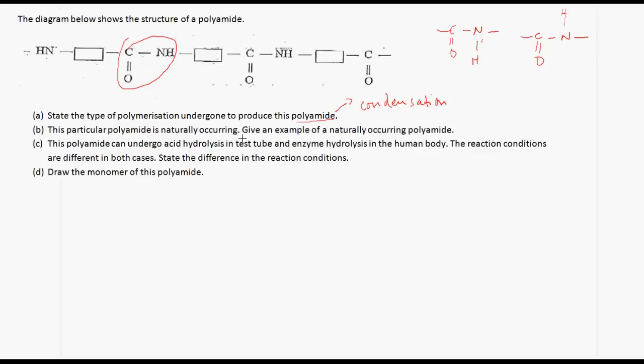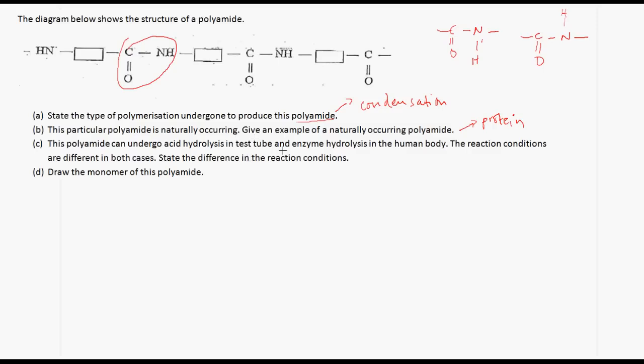Give an example of a naturally occurring polyamide. A naturally occurring polyamide is a protein, and this polyamide can undergo acid hydrolysis in a test tube and enzyme hydrolysis in the human body. The reaction conditions are different in both cases. State the difference in the reaction conditions.